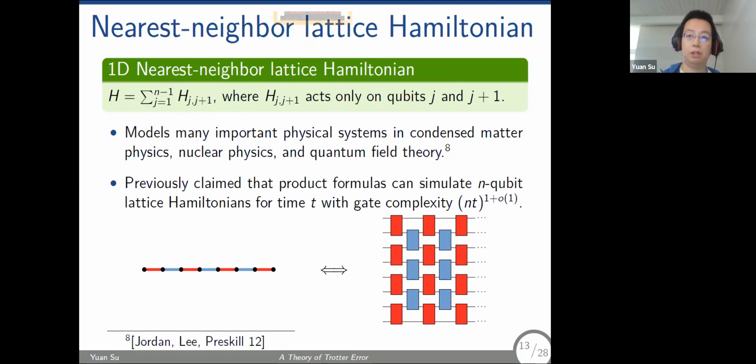So people have been trying to understand the complexity of doing this simulation, using product formulas or other approaches. There was a previous claim saying that people can simulate this kind of lattice Hamiltonian, let's say an n-qubit Hamiltonian for time t, and the gate complexity will be something very close to n times t. So n is the size of the system and t is the evolution time. What we found is that we can use this new analysis to give a justification of this claim.